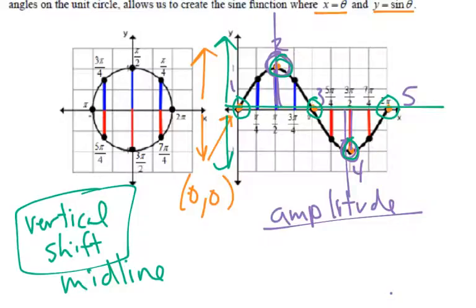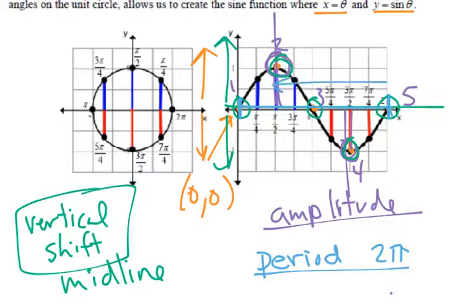The other one is the period. The standard period is 2 pi. So it starts at 0, goes to 2 pi. But if we change that period, it could shorten it and have the same shape, just squished together. Think kind of like a spring being pressed down. Or it can be elongated, that spring pulling it out.